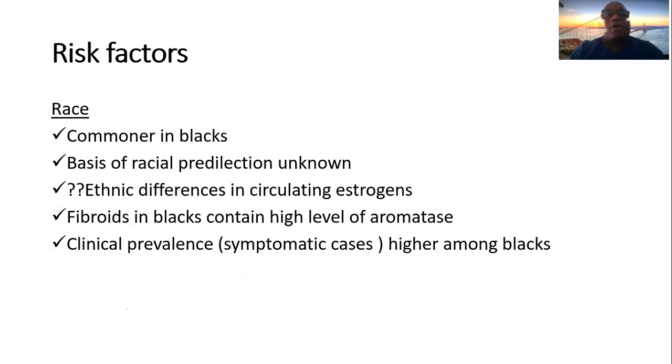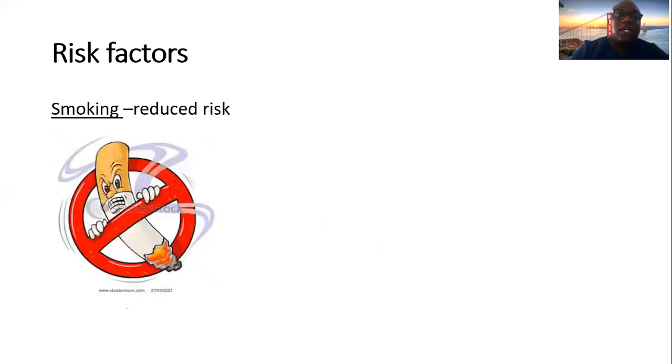We have mentioned that it's more common in the Black population, less common in the Asian population, and least common in the Caucasian population. This might be due to several factors, including genetic factors and also circulating hormones, especially estrogen. Smoking, we say paradoxically, has reduced risk of fibroids, but we don't recommend smoking at all.